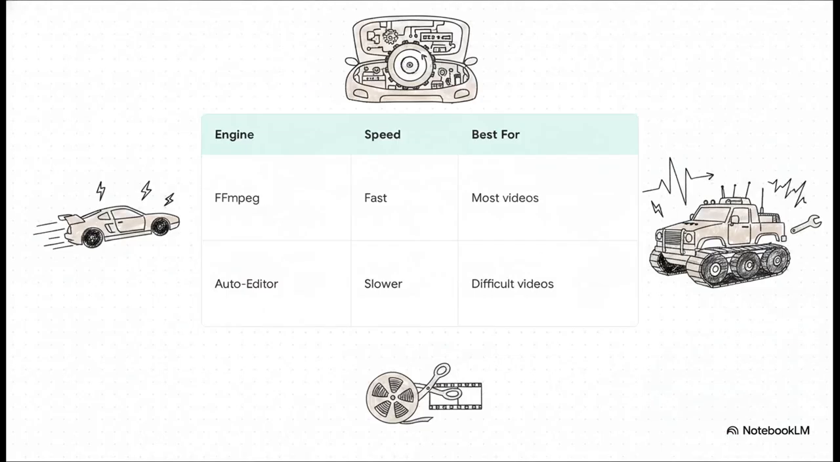Under the hood, this project is built on some seriously robust open source technology, offering 2 different processing engines. The first is FFmpeg. This is going to be your speedy daily driver, highly recommended for the vast majority of your standard videos. It is incredibly fast and efficient. The second engine is Auto Editor. Now, this one is a bit slower, but it's much more advanced. It essentially acts as your heavy-duty processor for difficult videos with more complex audio setups.